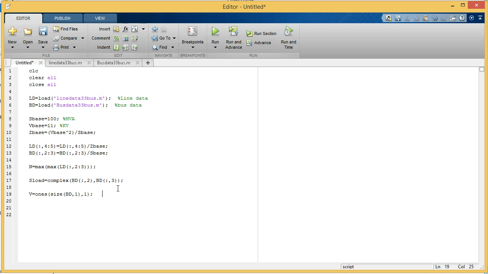Let me also write here the definition: initial voltage values, and after that we define the z of lines. Z equals to the complex of the fourth and fifth column in our LD.